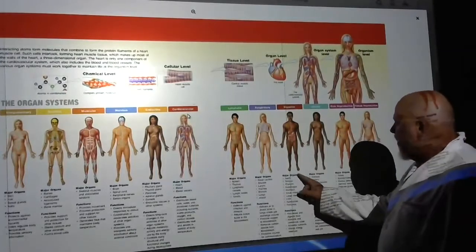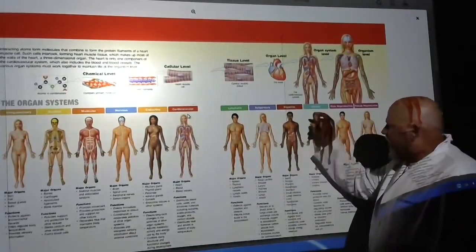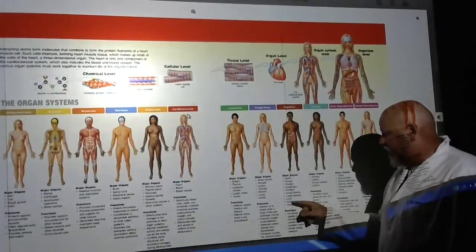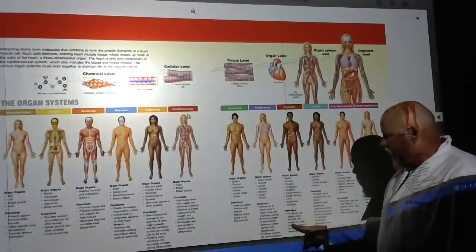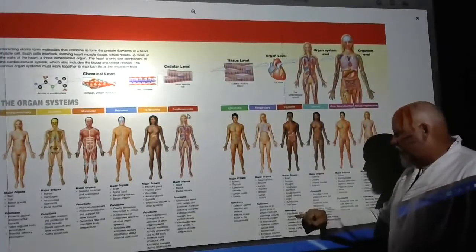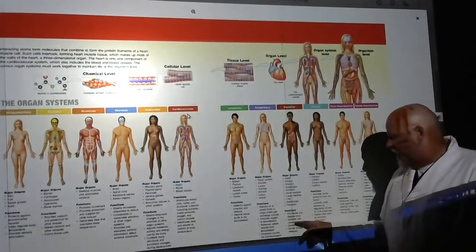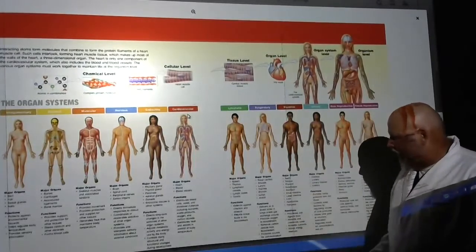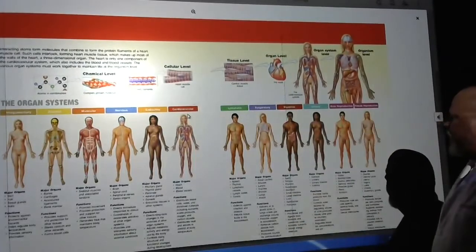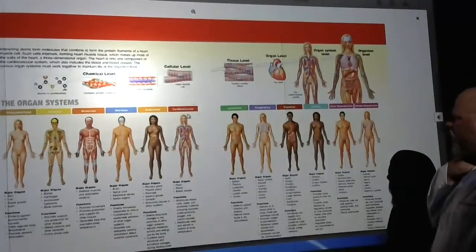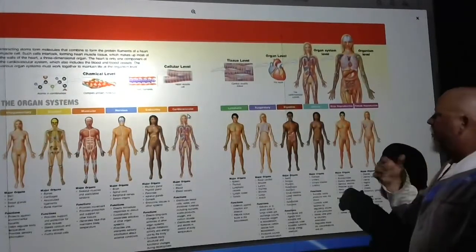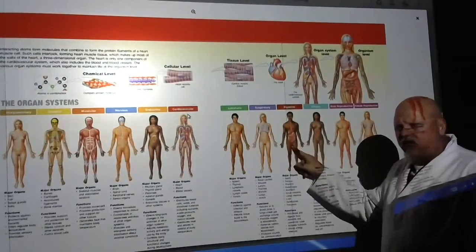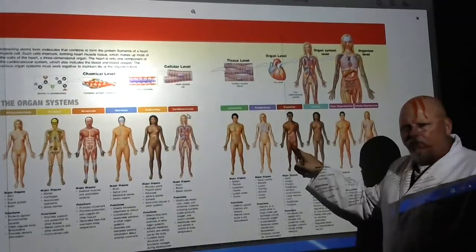All right, major organs. The next one, digestive. We have teeth, tongue, pharynx, esophagus, stomach, small intestine, large intestine, liver, gallbladder, pancreas. What's the function? Processes and digests food, absorbs and conserves water, absorbs nutrients, stores energy reserves. Okay, so that is the digestive system. From your mouth to your anus is a tube, right? From go to woe is a tube.